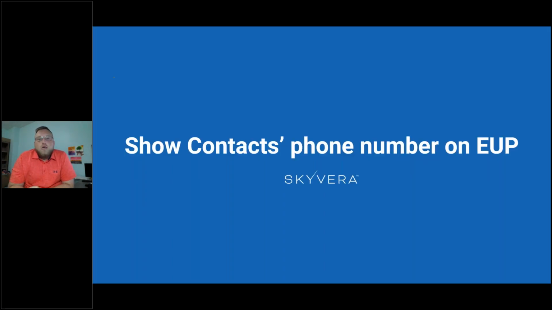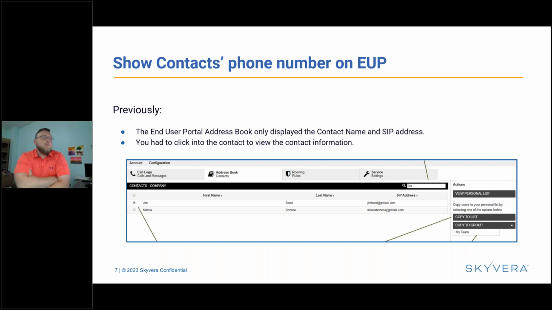The next one that we're going to talk about is the contact phone number in the end user portal. This is actually a pretty cool update. In the past, the way that the address book worked in the end user portal is it would give you just some basic information. You could see the name, you could see the SIP address, and then if you actually wanted to view the information for this contact, you had to click into their address book entry, whether it's through the company directory or your personal address book. And once you clicked into it, you could see their contact information.